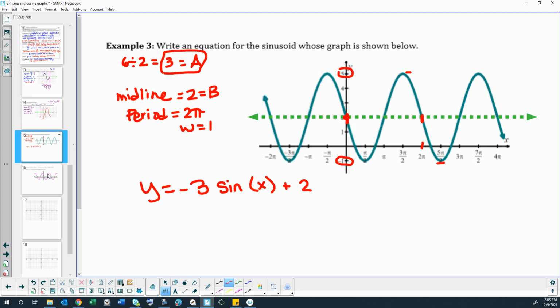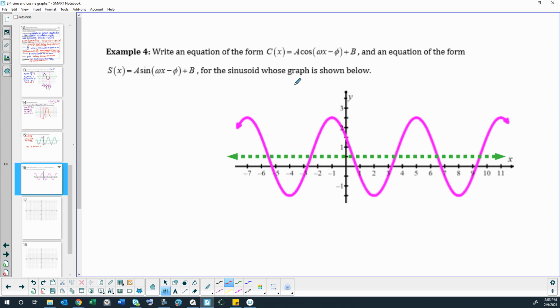Let's look at the next one. This one specifically says they want us to write a cosine and a sine graph for this. Fortunately, for both graphs the amplitude, period, that kind of stuff will be the same. It'll just be the phase shift, honestly, that will be different. So let's figure out the things they have in common.